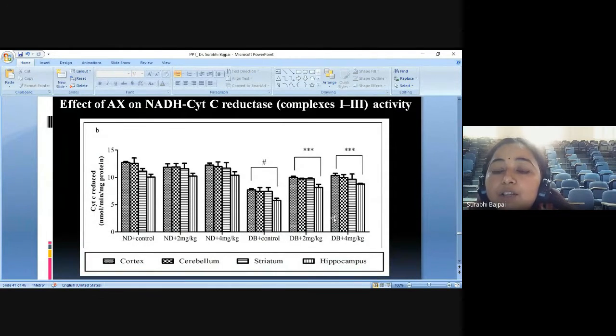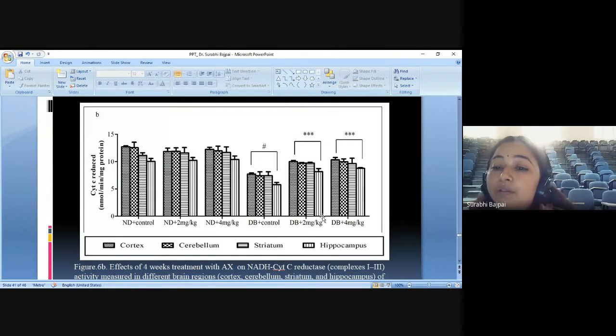And then cytochrome C reductase activity. Now we know that different Krebs cycle enzymes are involved if the mitochondrial activity has to be checked. So mitochondrial activity can be checked by indirectly estimating the mitochondrial enzymes, the Krebs cycle enzymes, right? So the NADH cytochrome C reductase complexes 1 to 3 activity can be assayed, and therefore we can confirm whether the mitochondria function well or not. The effect of astaxanthin was good, significantly increasing the cytochrome C reductase activity in the different lobes of the brain sections.